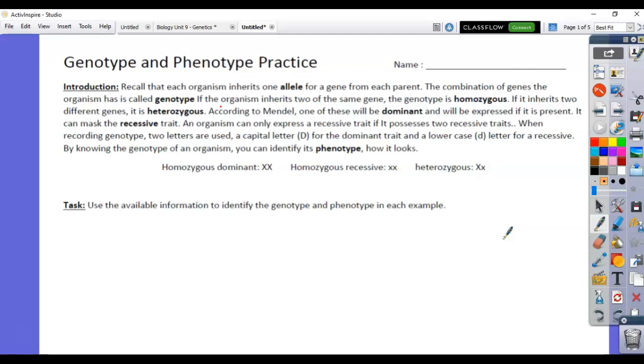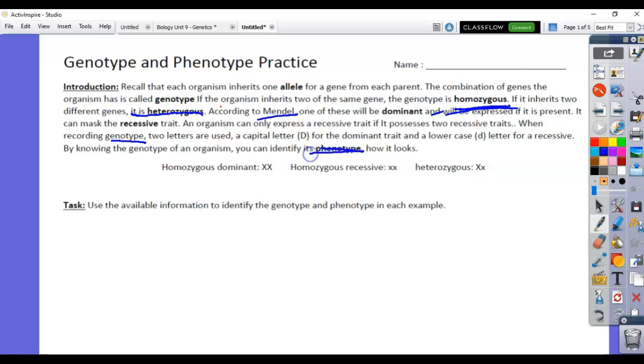If an organism inherits two of the same gene, it's homozygous, okay? So it's got two of the same. If it inherits two different ones, it's heterozygous, okay? According to Mendel, he's the guy that we skipped over, one of these will be dominant and will be expressed if it's present, okay? It can mask or overpower the recessive trait. An organism can only express a recessive trait if it has two recessive traits. When recording the genes or the genotype, two letters are used, a capital letter for dominant and lowercase for recessive. By knowing the genotype of an organism, you can identify its phenotype or how it looks.